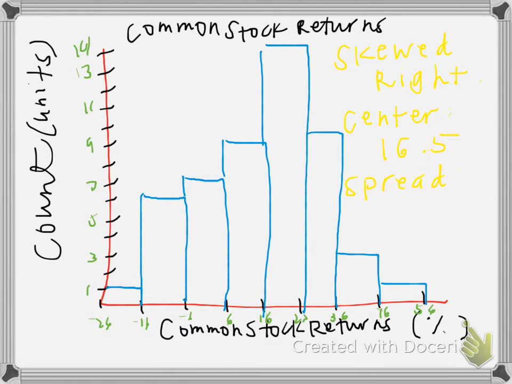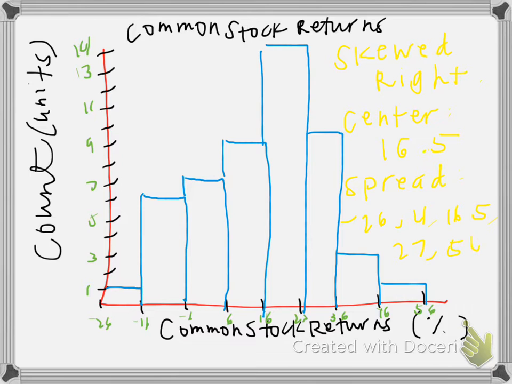You can find the numbers by going to Stat, Calc, number 1, Enter, and you should end up with -26 as your minimum, 4 as your first quartile, 16.5 as your center, 27 as your third quartile, and 50 as your maximum value.